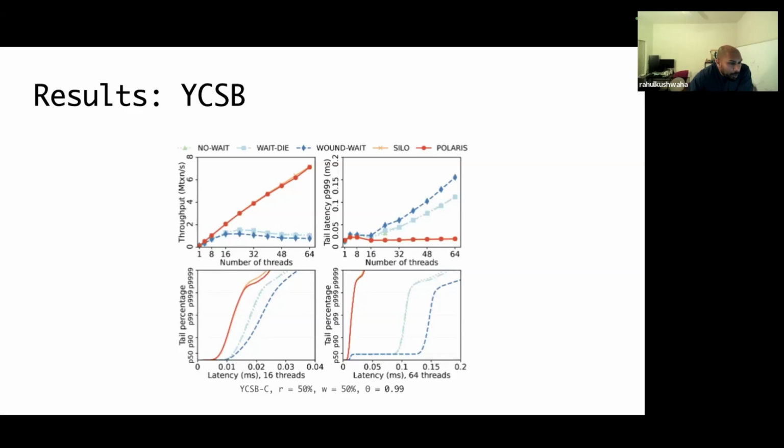There's a little bit of difference between Silo and Polaris in the bottom left. And I guess this is because of the shared memory they're trying to access.